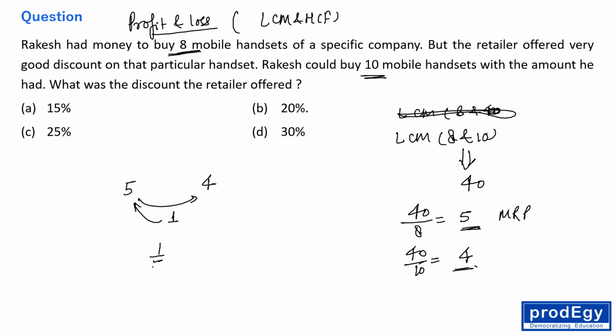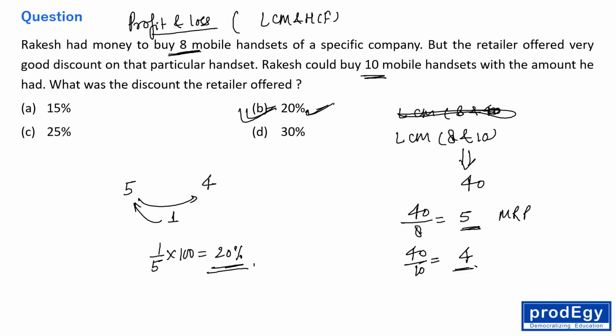So what is the discount he got? He got 1 by 5 into 100, so he got 20% discount, right? MRP was 5 rupees and he got a discount of 1 rupee and he got the mobile handset for 4 rupees, right? So he got 20% discount on the MRP, right everyone? It's a very simple question, right?